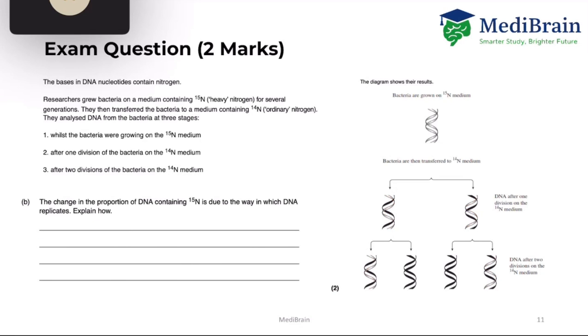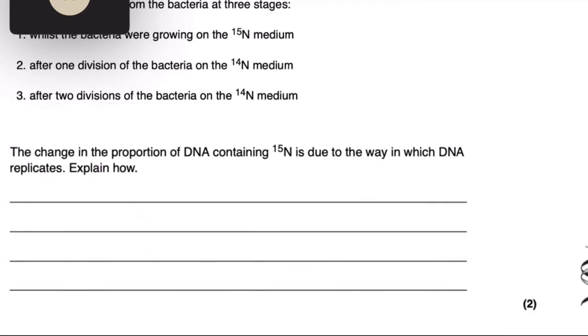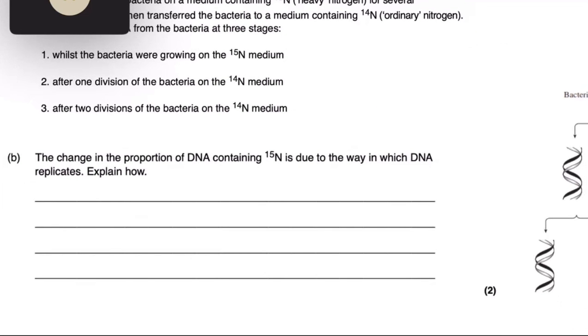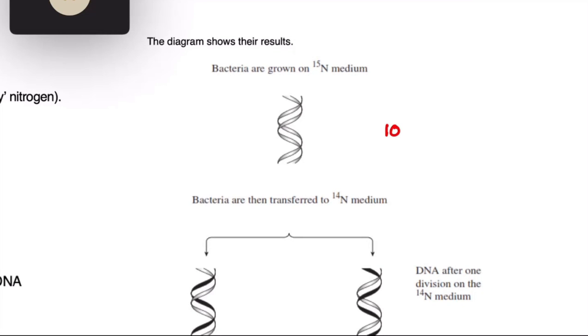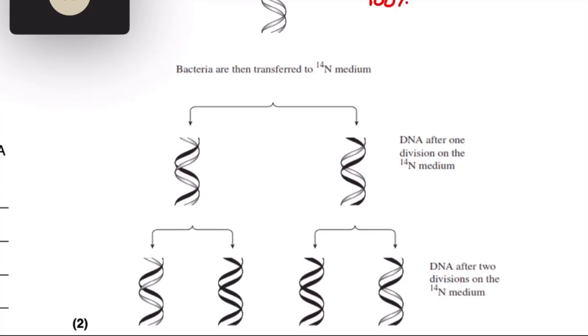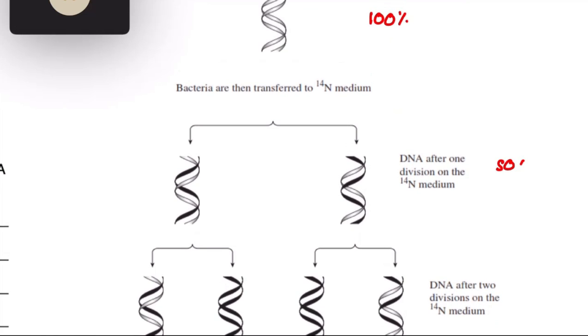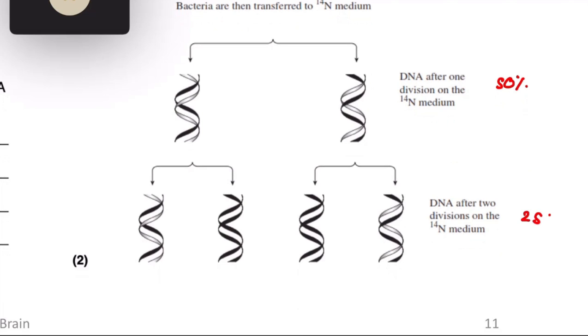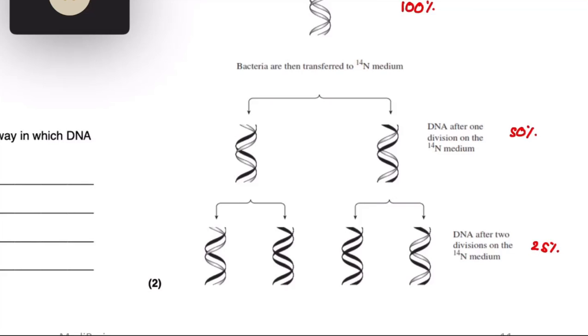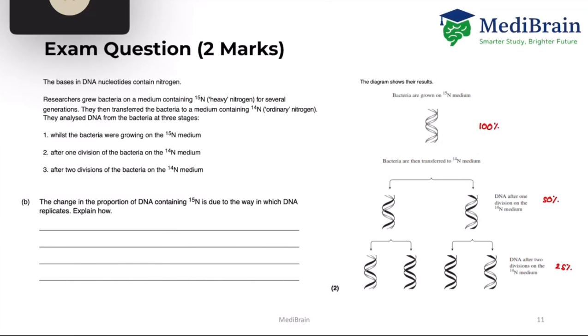Moving on. Next part to this question, it says the change in the proportion of DNA containing 15 nitrogen is due to the way in which DNA replicates. Explain how. So as you can see, we had 100% of DNA with 15 nitrogen. Over here, it became 50% of DNA with 15 nitrogen, and over here it became 25%. So each time it's halved by 50%. This links to the way that DNA replicates. Why does it halve each time?